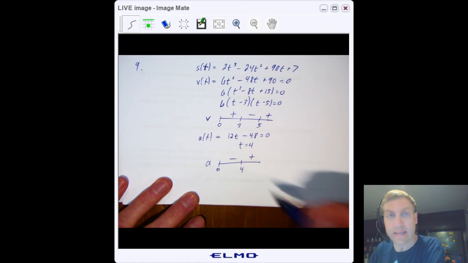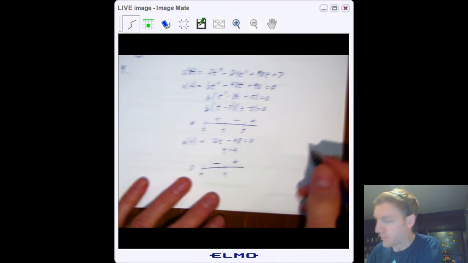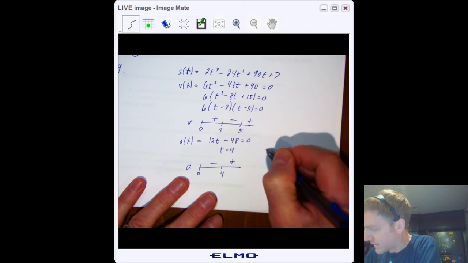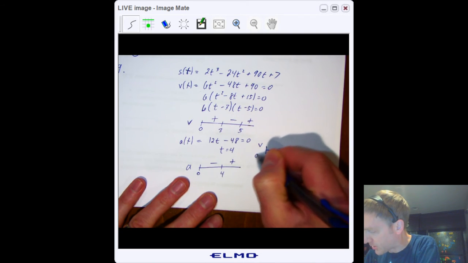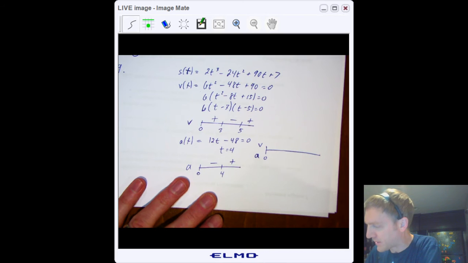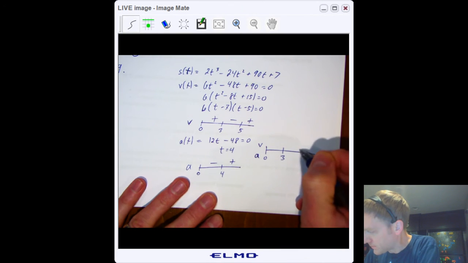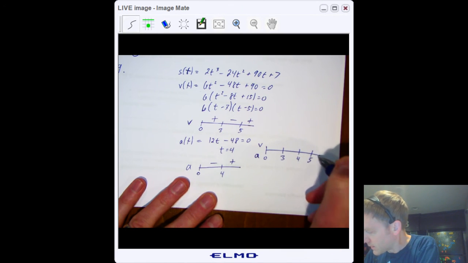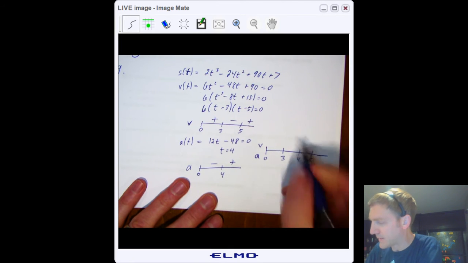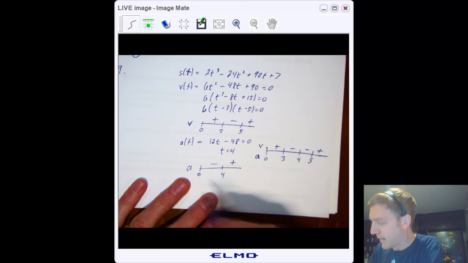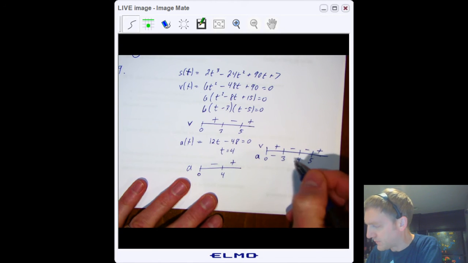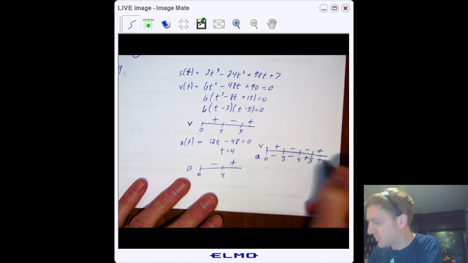Okay, so now we want to combine these onto one chart. And if you remember what I said before, sometimes it might be helpful to make a dual sign chart with velocity on top and acceleration on the bottom and put all the zeros on one sign chart. So velocity is positive, negative, negative, positive. And acceleration is negative to the left of 4 and positive to the right.